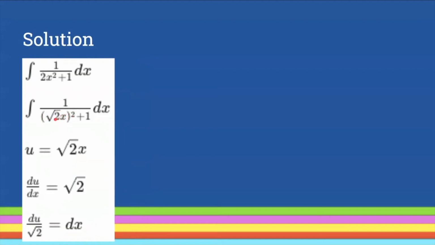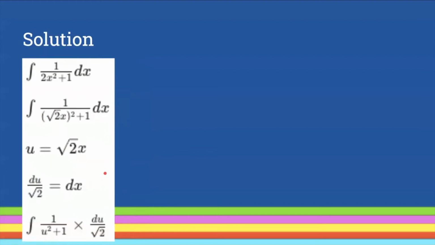All right, and then you set u equal to the square root of 2 times x, and then differentiate both sides of the equation, and then you isolate dx, so you get dx is equal to du over the square root of 2. All right, and then substitute, so the square root of 2 times x is equal to u, and then dx is equal to du over the square root of 2.